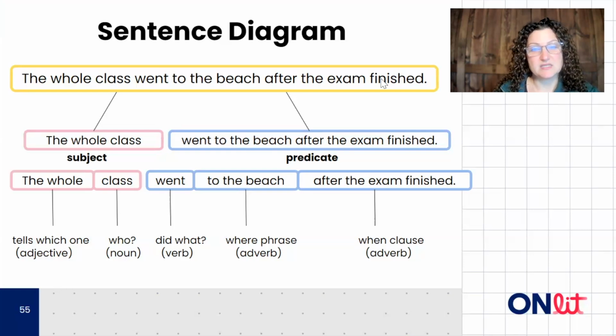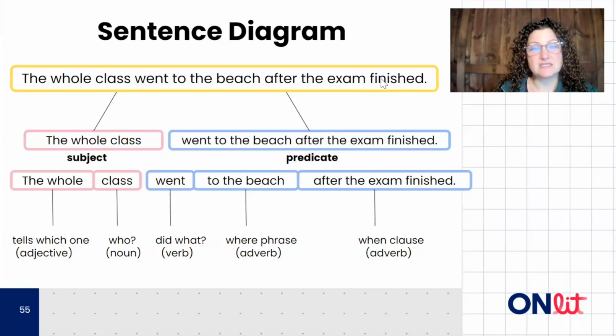The predicate is expanded by answering two different questions. The first question is, where did they go? To the beach answers that question. To the beach is an adverbial phrase, a group of words that tells more about the action. And the second question is when. After the exam finished is an adverbial clause.